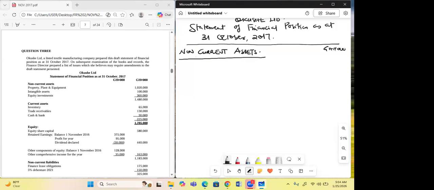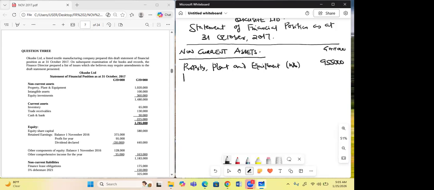Non-current assets. So PPE. When you did your PPE workings, what did you get? 955? Yes, sir. Okay. That was working number what? Working number 6. And we got 955. Yes, sir.